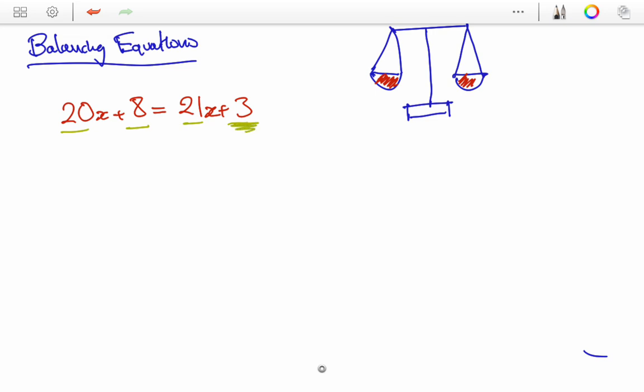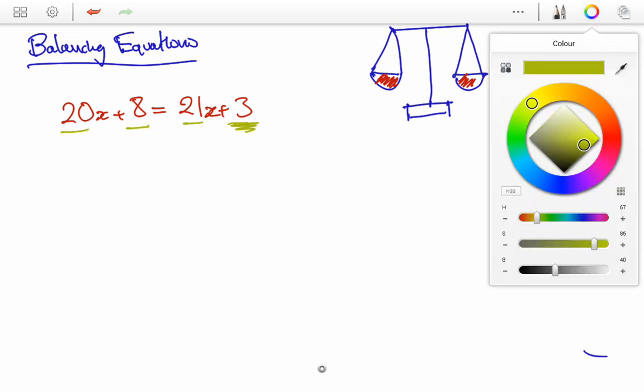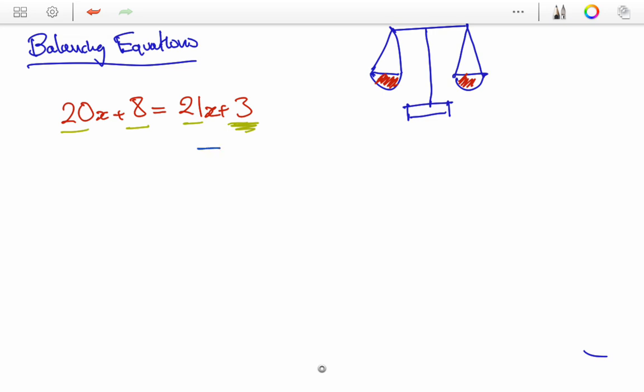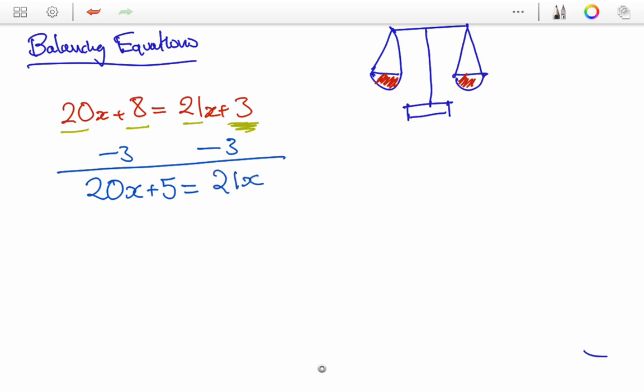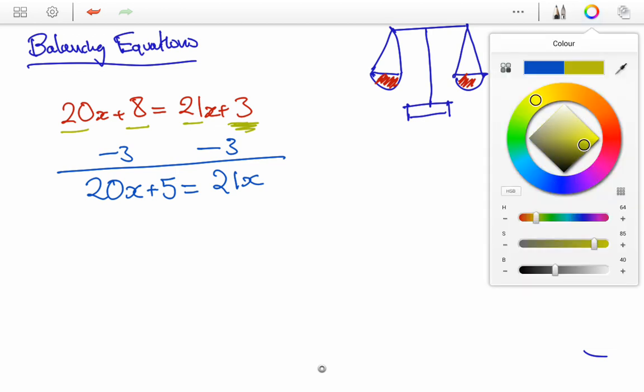So I'm going to subtract 3 from both sides because it's positive. To eliminate 3, I will need to subtract 3 from both sides of the equation. So if I subtract 3 from here and subtract 3 from here, I end up with 20x plus, not 8 but 5, now equals 21x.